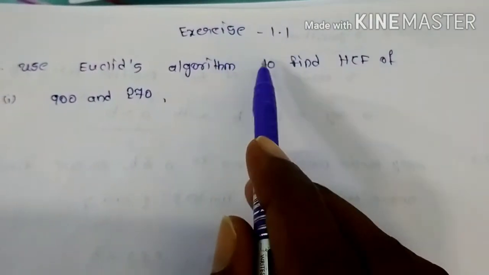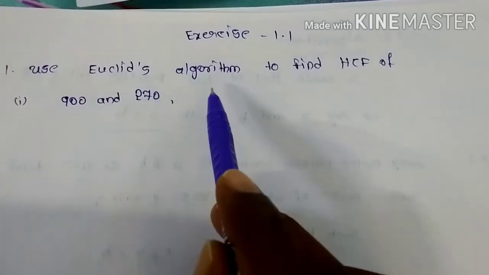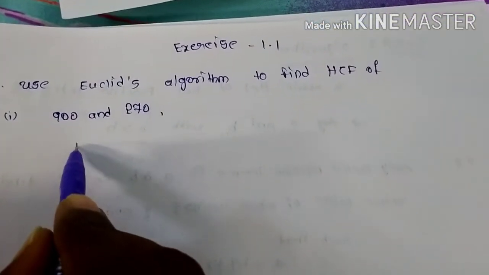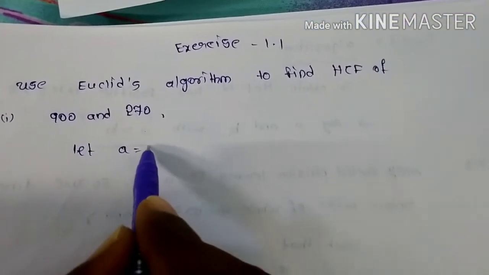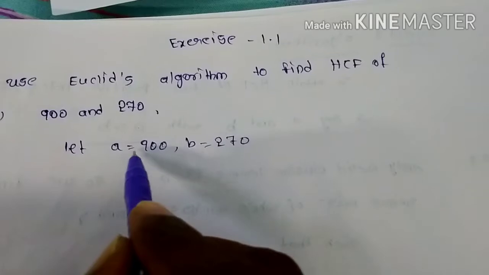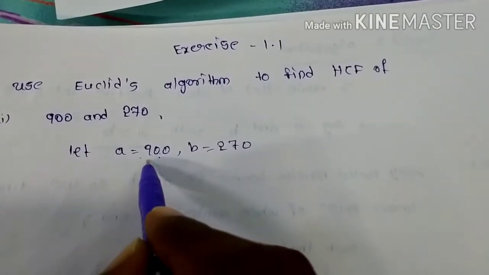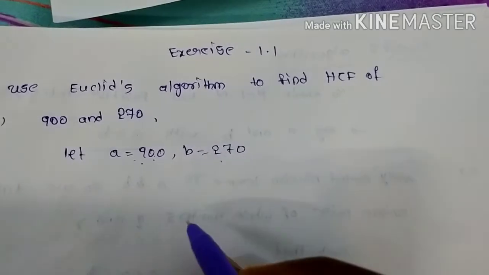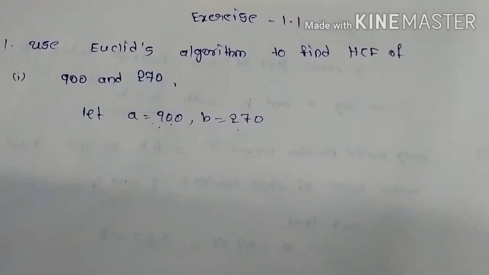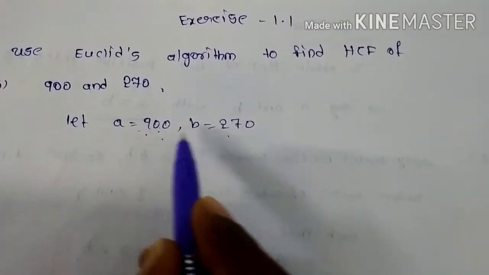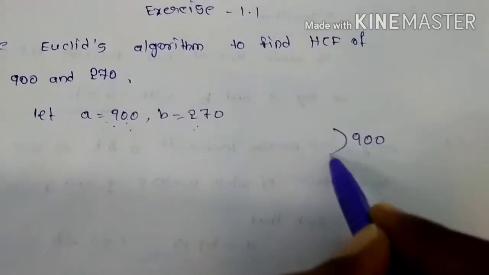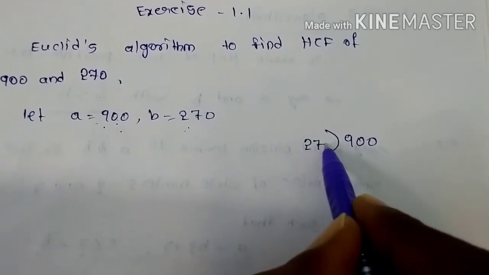Now you can see here exercise 1.1 first problem. Use Euclid algorithm to find HCF of 900 and 270. First you can take, let A is equal to 900, B is equal to 270. Why I am taking A is equal to 900 means you can take biggest number as A, smallest number as B only, as per Euclid algorithm. Next, what we have to do? We have to do first division. See, biggest number we have to divide with smallest number. You can simply here 900 division with 270.